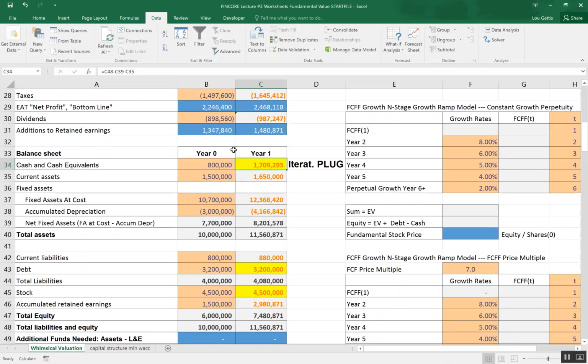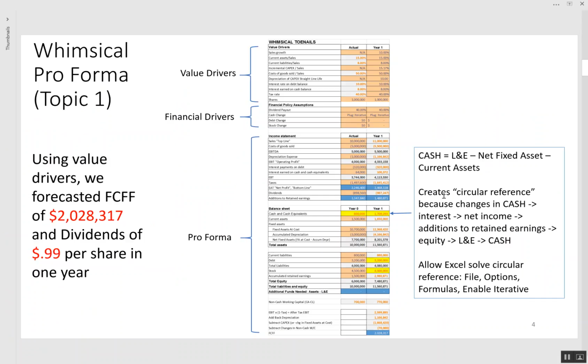So instead of making this a policy variable, I actually created a circular reference by saying cash is equal to my total L&E, liabilities and equity, minus net fixed assets minus current assets. Now, normally that would create a circular reference, because cash drives interest income, which has an effect on net income over here, which has an effect on additions to retained earnings, which has an effect on equity. In other words, total L&E, which would then affect cash.